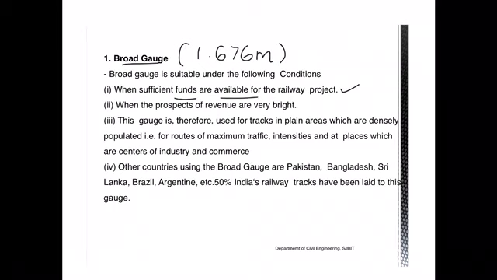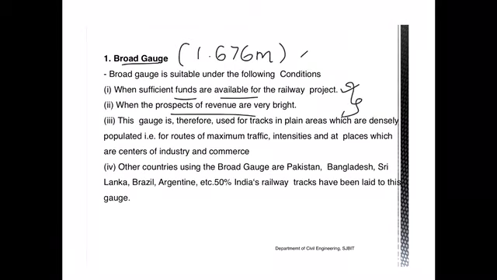To construct a wider gauge we always require a lot of funds, and it will be chosen only in those areas where we expect more traffic, in terms of both passengers and goods. So when there is heavy movement of passengers as well as goods, only in those areas can you go for the broad gauge. Also in areas where prospective revenues are bright, where economic activities are bright, we can use the broad gauge.